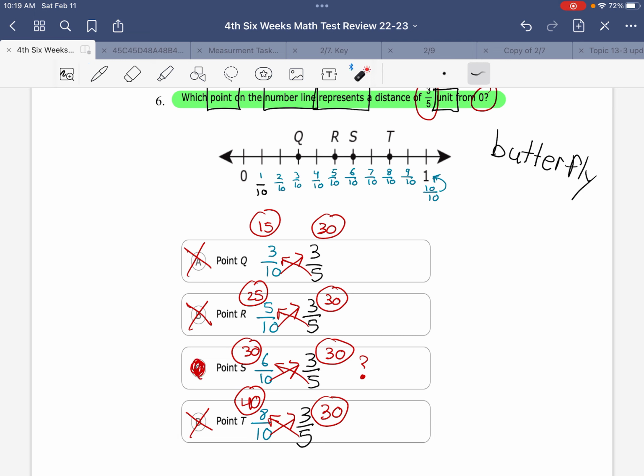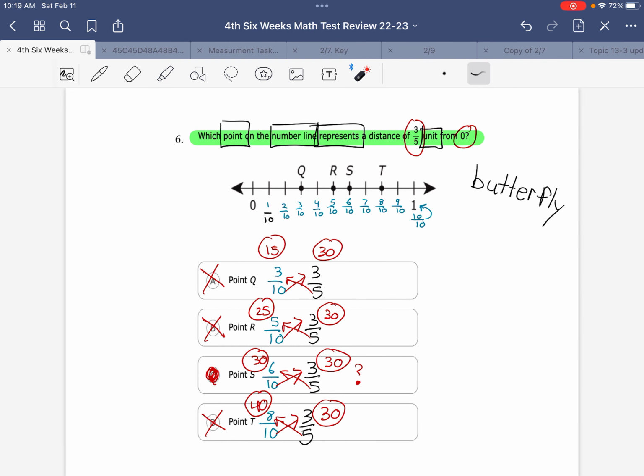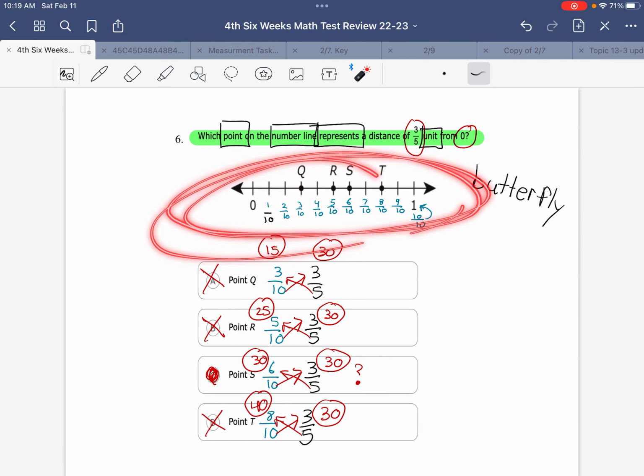Okay, and like I said, even though 3/5 and 6/10 do not look alike, they don't have the same number, they are still equivalent. Okay, they are still the same amount. So just remember, when you get this problem, label your number line. Count how many you have.